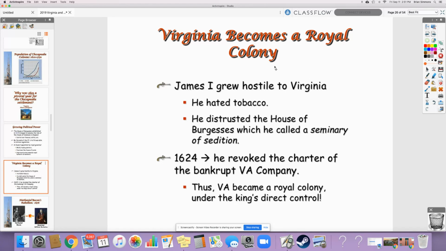When Virginia becomes a royal colony, the king at the time, who's James I, decides that he really does not like Virginia. He dislikes tobacco. And so he's going to revoke the charter of the Virginia Company and give that area direct control of him, so he can control exactly what's going on there.